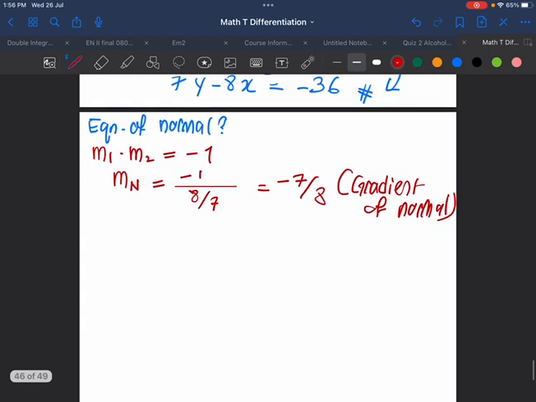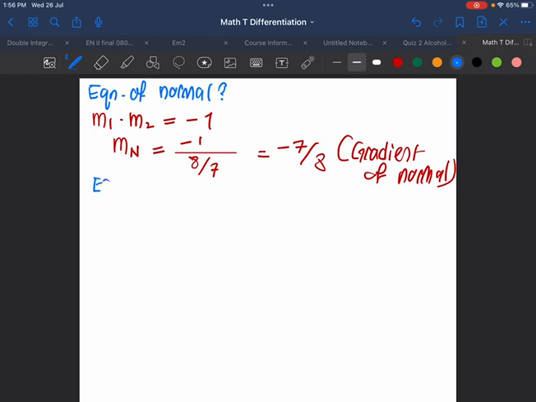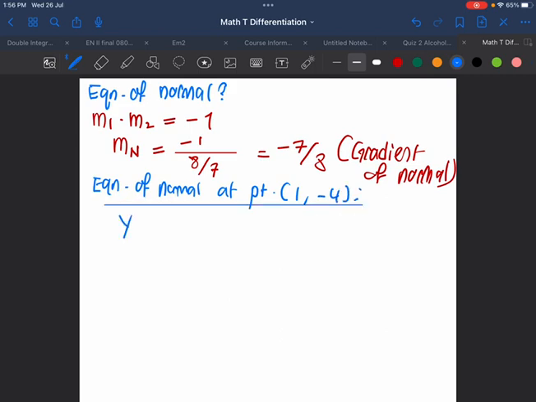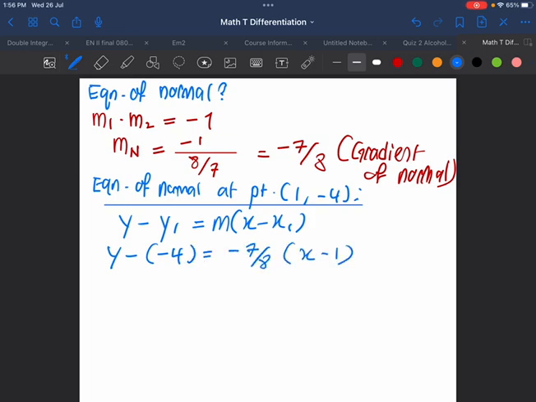So now you have the gradient of normal, and you have the point 1, negative 4, so you can find the equation of normal at the point 1, negative 4. You just substitute into the equation y minus y1 equals m times x minus x1. So now you have everything. You can substitute y minus 4 equals negative 7/8 times x minus 1, and at the end you will get the answer 7x plus 8y plus 25 equals 0.